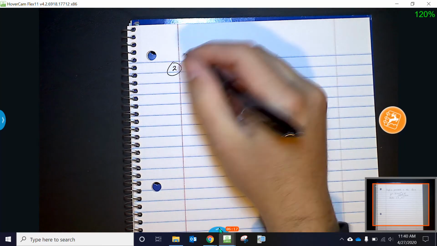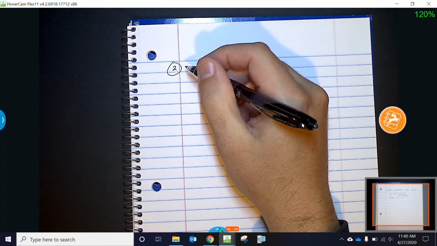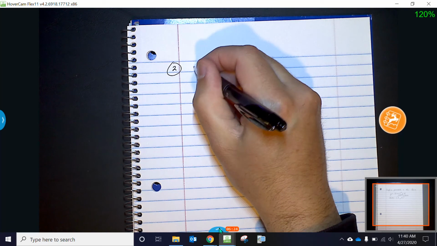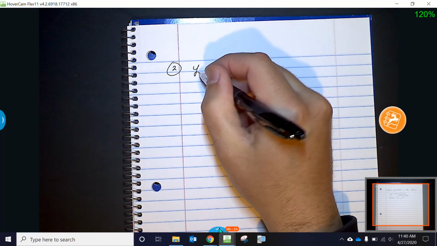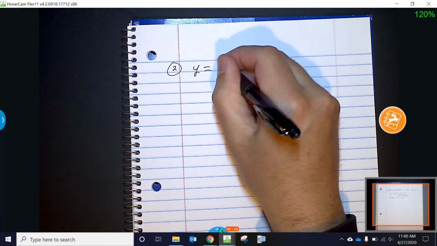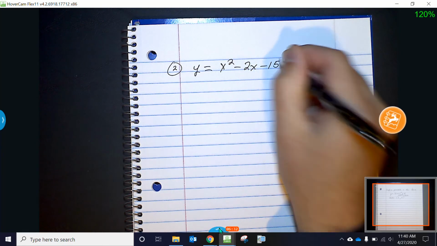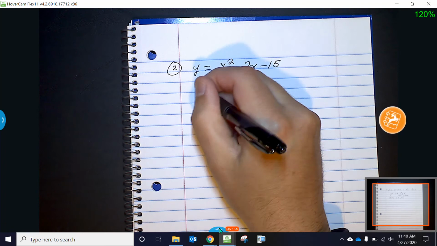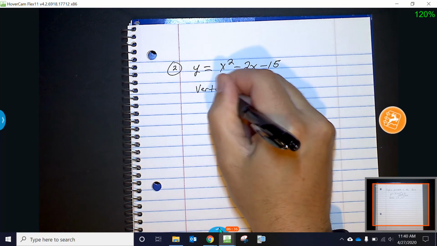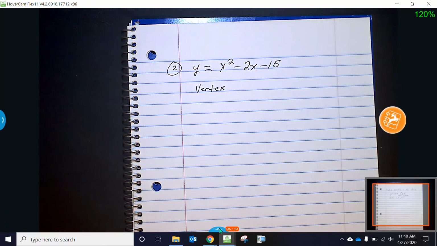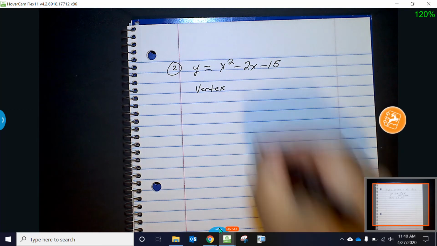Number 2. So y equals x squared minus 2x minus 15. So we're going to find the vertex first and then the x-intercepts. If you want to pause it and try it, go ahead. I'm just going to move on.